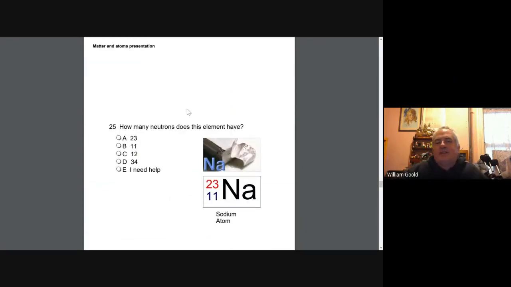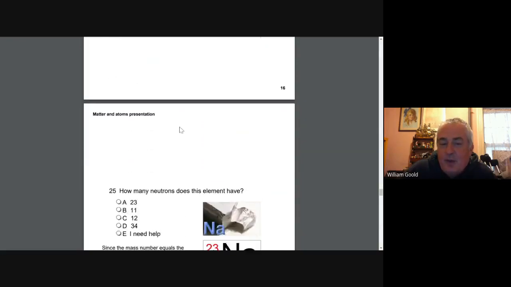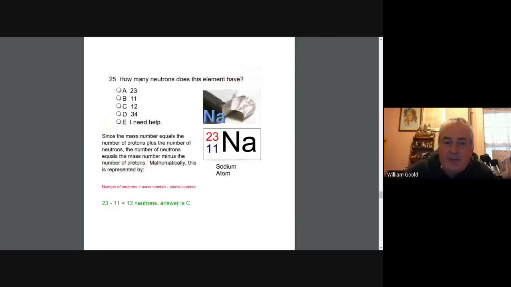How many neutrons does sodium have? This one requires some real tough math. It's called subtraction. We know the mass number is 23. That is the total number of protons plus neutrons. We know the number of protons is 11. So to find neutrons, we simply subtract the atomic number from the mass number, 23 minus 11. We get 12, and the answer is C.